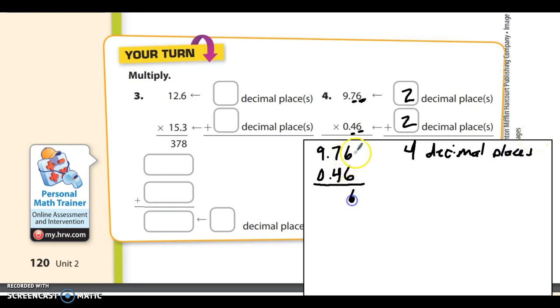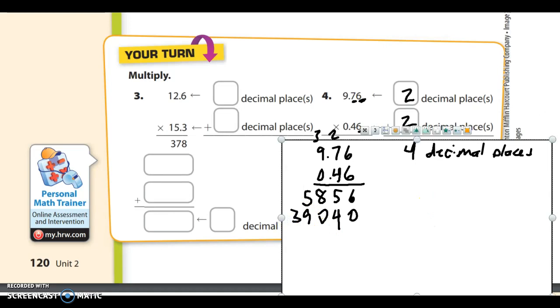6 times 6 is 36. 6 times 7 is 42, plus 3 is 45. 6 times 9 is 54, plus 4 is 58. This is the tens place, so annex a 0. And get rid of these. 4 times 6 is 24. 4 times 7 is 28, plus 2 is 30. 4 times 9 is 36, plus 3 is 39. I don't have to do 0 times anything. That won't change my answer at all. This is like it doesn't even exist.